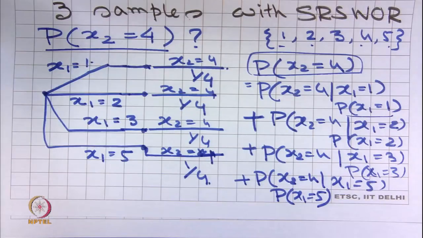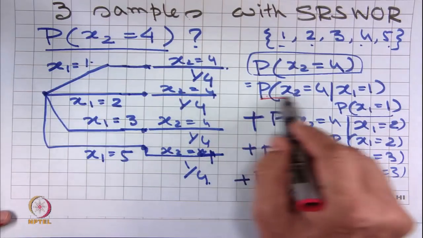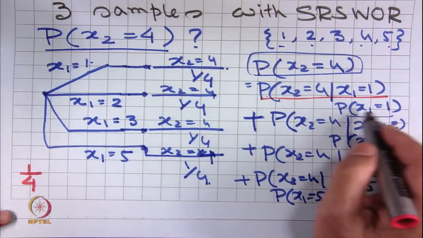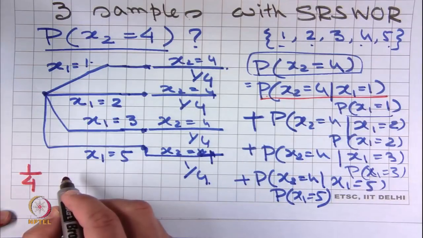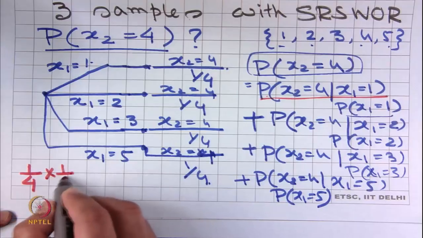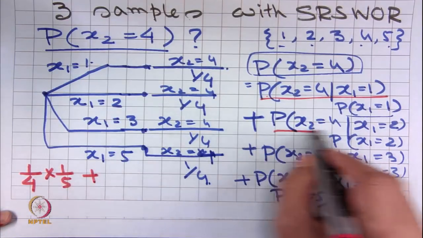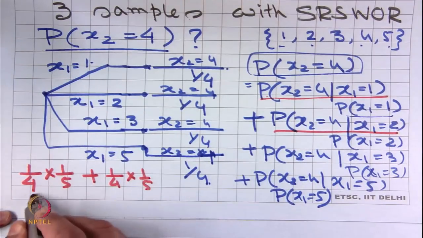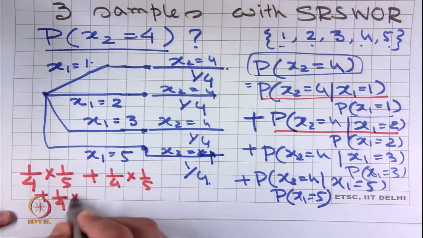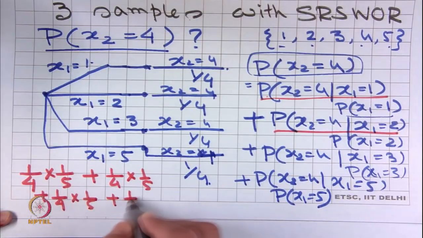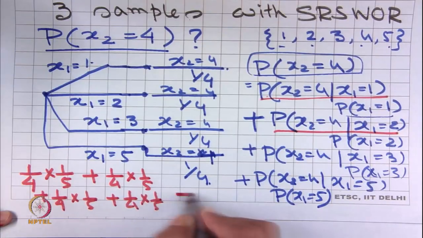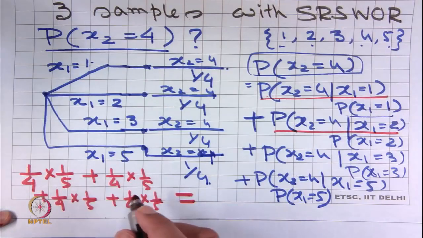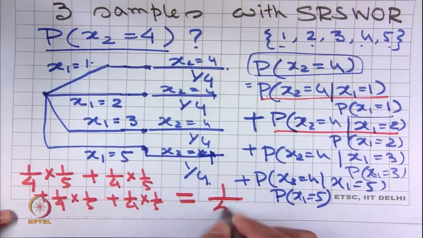So, what is going to be the probability? This probability is, as we have calculated, 1 by 4, and the probability that x 1 is equal to 1 is 1 by 5, plus 1 by 4 multiplied by 1 by 5, plus in a similar way 1 by 4 multiplied by 1 by 5, plus 1 by 4 multiplied by 1 by 5. Therefore, when I sum this up, it is 4 times 1 by 4 into 1 by 5, which is 1 by 5.